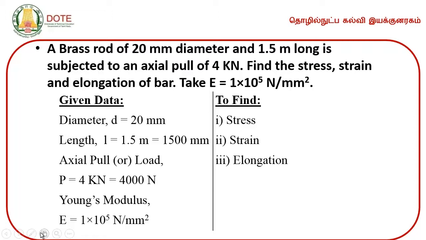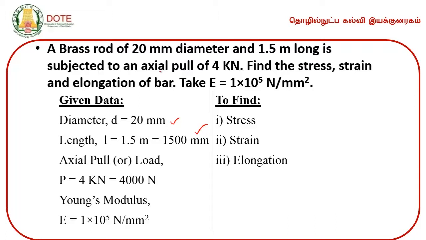இதான் நம்ம கொடுத்திருக்க ப்ராப்ளம். என்ன சொல்லியிருக்காங்க? ஒரு brass rod. ஸோ ராடோட மெட்டீரியல் வந்து brass. Diameter of the rod வந்து 20 mm. So the diameter of the rod D is equal to 20 mm. Then 1.5 meter long. What is meant by 1.5 meter long? Length of the rod is L. It is given by 1.5 meter and this is equal to 1500 mm.